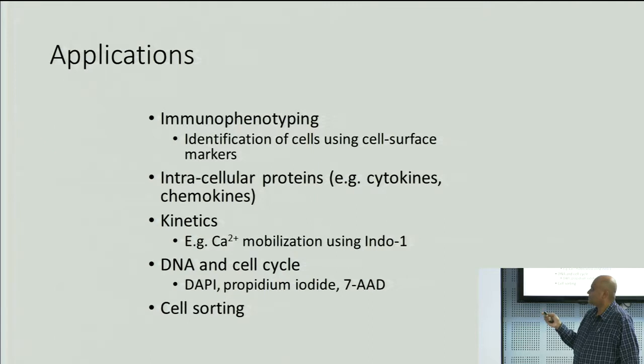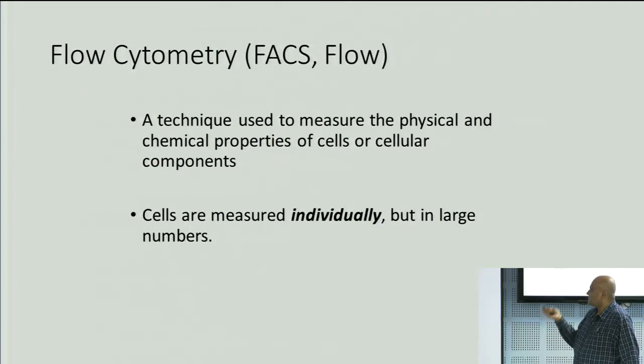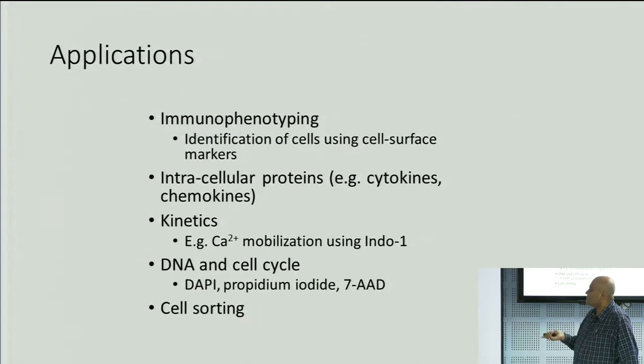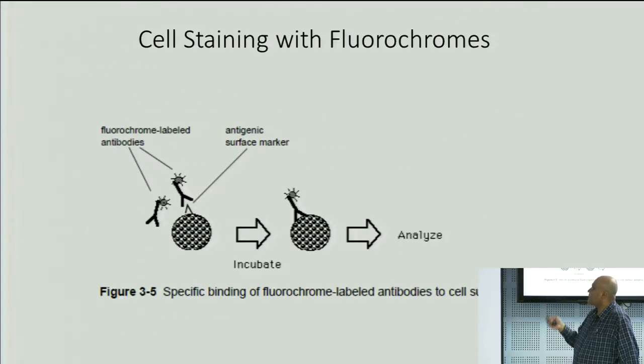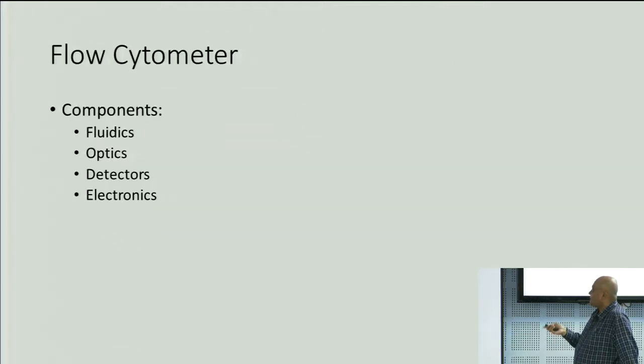So should I cover it? This is the traditional technique of how to measure how many cells. The way it is done is cells are stained with a particular type of fluorochrome. Then the cells are moved.